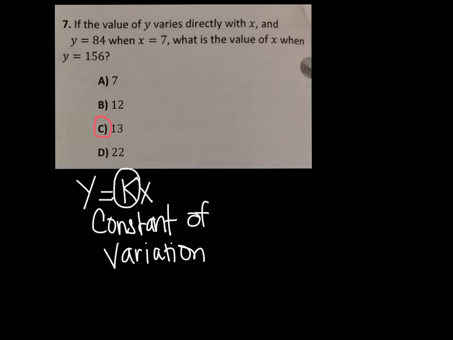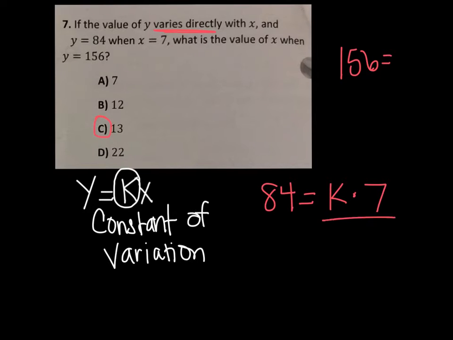Number 7, if the value of y varies directly, so this is what we were talking about just the day before the test, was direct variation. If the value of y varies directly with x and y equals 84 when x equals 7, so k times 7, what is the value of x when y equals 156? So first you have to figure out the direct variation. So divide by 7.